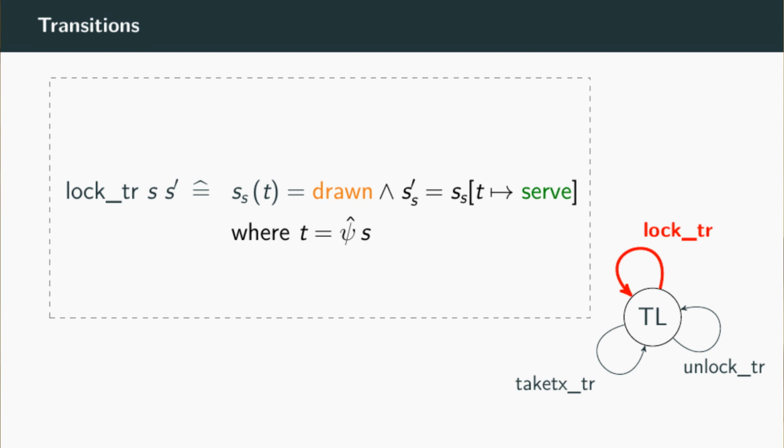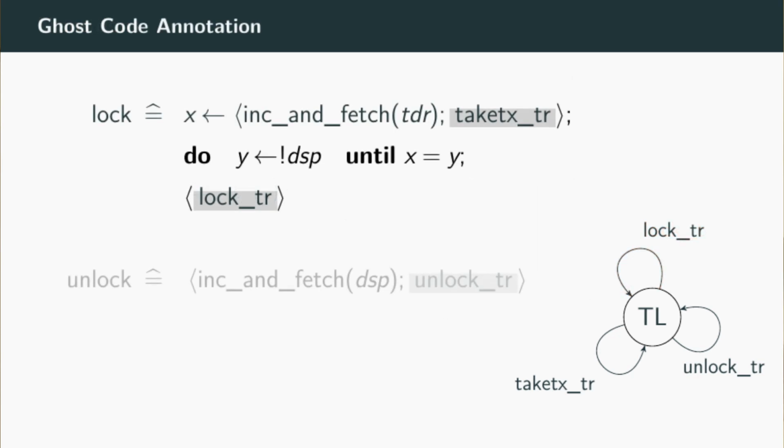This models taking the turn at the counter when a ticket is being displayed and completes the acquisition of the lock. Now we can decorate program lock to illustrate when the various transitions are invoked to change the host components of the state. In the code, angle brackets signify the code executes atomically.